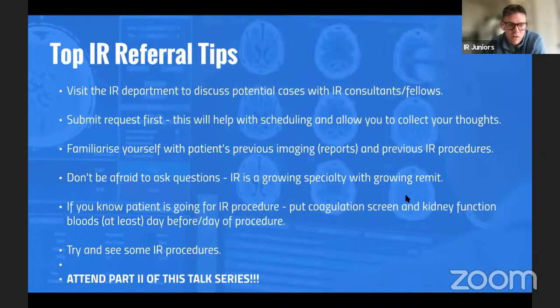The main tips, and this will come back in the second part of the series, is to go down to the IR department, because it is a much more clinically involved, modern and forward-thinking department. They're happy to see juniors come down and have a chat with them. Put in your requests first if you're sending a patient for a scan or an IR procedure, so that you then have a basis to have a discussion around. Don't be afraid to ask questions, because most people are happy to teach in this realm. And try and come down and see some procedures as well if you get a chance.